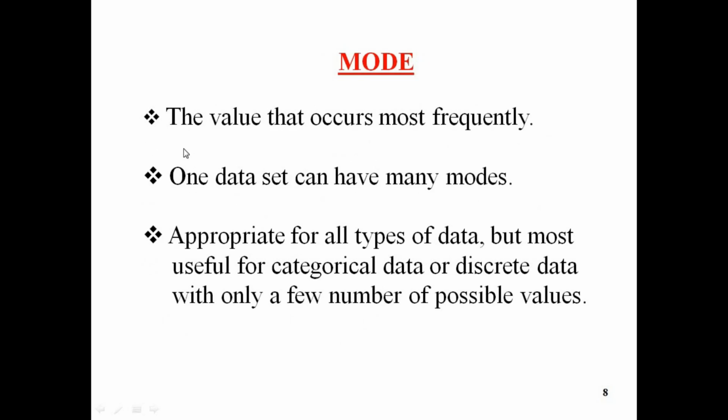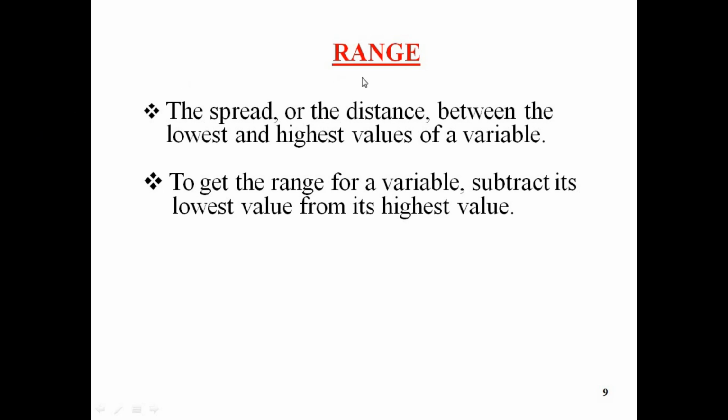Then mode, the value that occurs most frequently, and one dataset can have many modes. This is appropriate for all types of data but most useful for categorical data or discrete data with only a few possible values. The next, range.